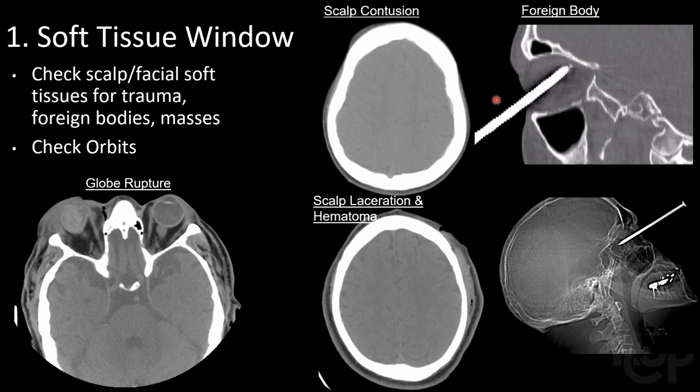Finally, this case is slightly self-explanatory, but you see a sagittal CT as well as a scout X-ray showing a nail embedded in the patient's eye. Soft tissue window is really good at delineating foreign bodies, especially metallic ones.